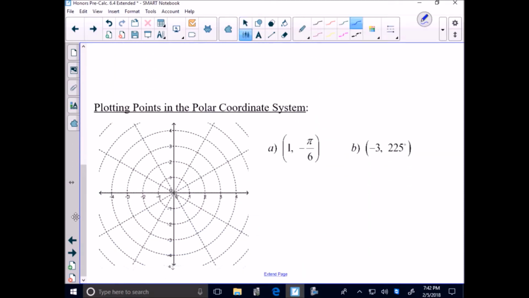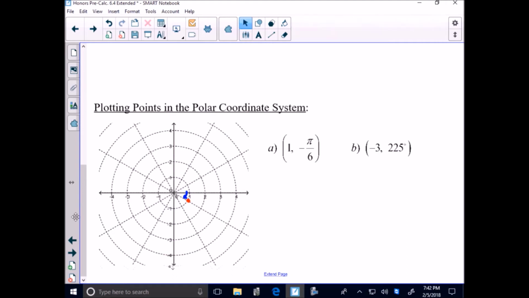The next point we want to look at is the point (1, negative pi over 6). And so right here, what we're basically saying is that negative pi over 6 is going to be a rotation down into the fourth quadrant, and then we're saying that our point is going to be a length 1 unit away in that direction. So if we're plotting this point, we would say we rotate down to that first stop in the fourth quadrant, and then we would go out a length of 1 in that direction.